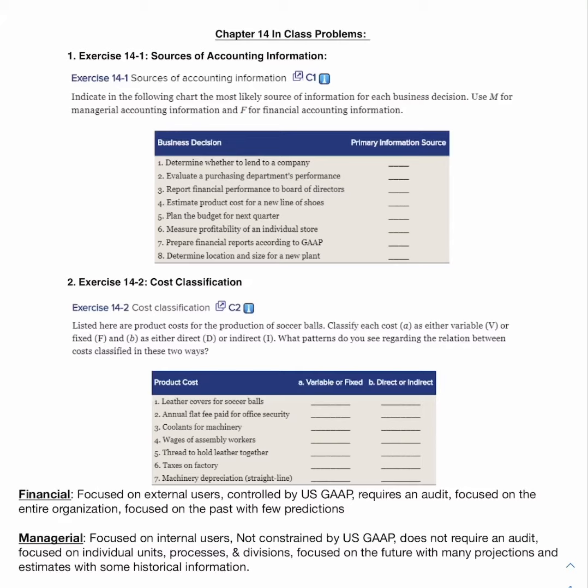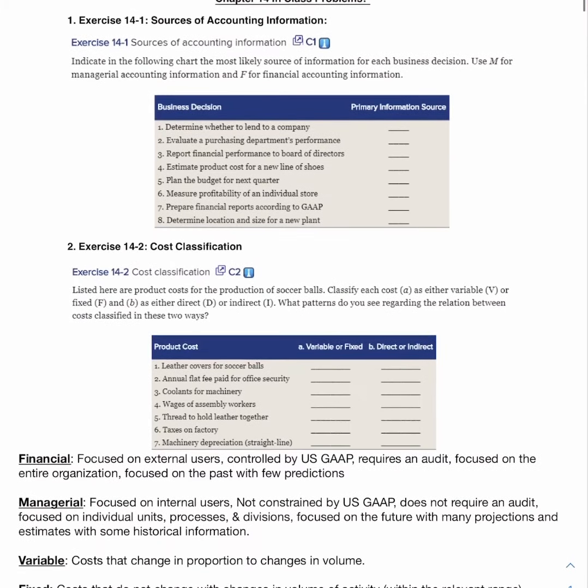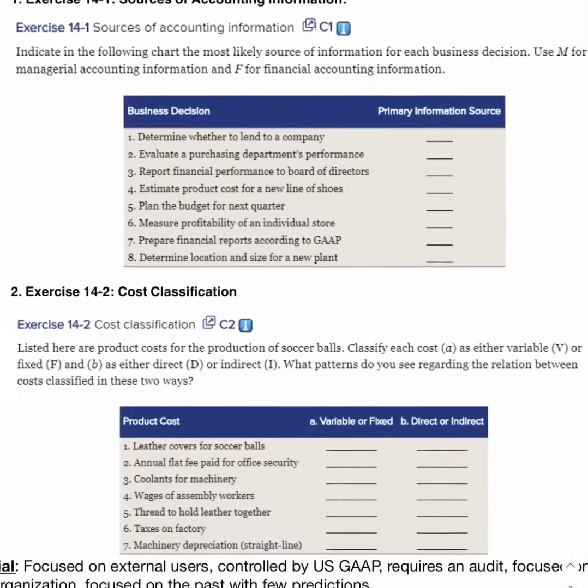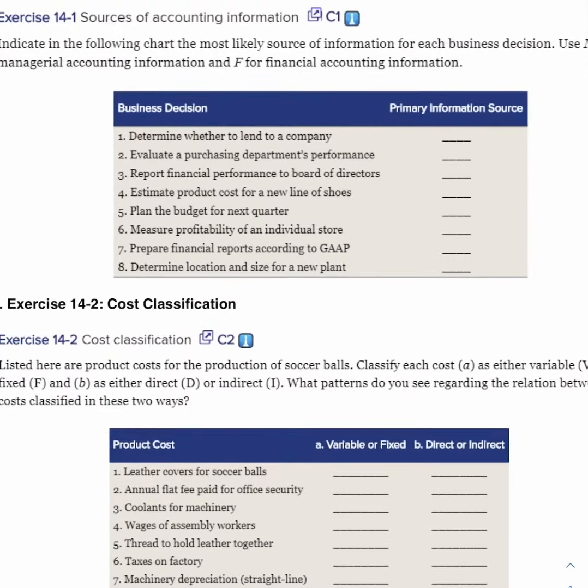What we see in this first question is this idea of comparing: what is financial accounting, and what is managerial accounting? As we go through these, we'll talk about why each one might be more closely aligned with one or the other. The very first one tells us we're trying to determine whether to lend to a company. In that case, we're looking at their financial statements. We're trying to decide, do we think they are stable financially? Do we think they're going to be able to repay this? That is obviously a use of financial accounting information.